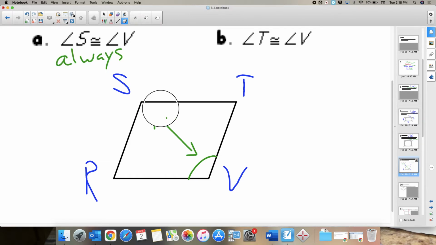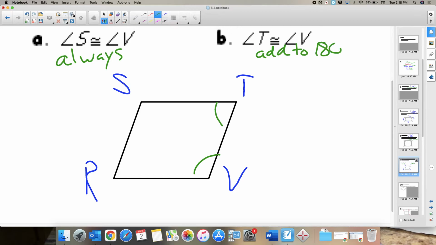The other one is angle T with angle V. Always or sometimes true that these will be congruent? Well, the thing that has to be true about these consecutive interior angles is they are going to have to add to 180. Well, the only time that happens is when they are both 90. So that is a sometimes true.